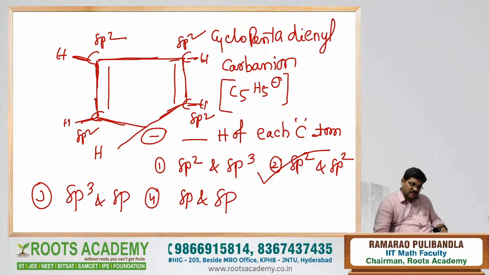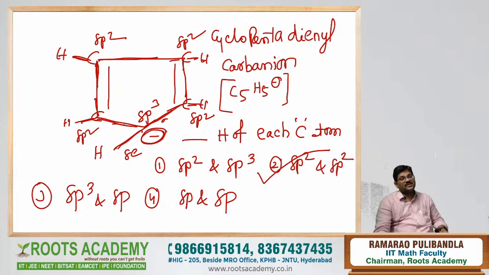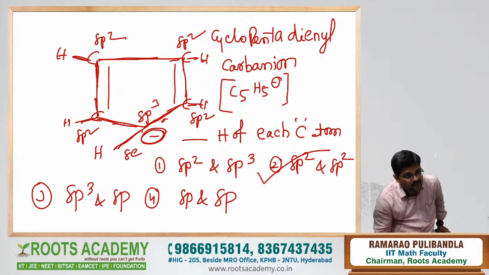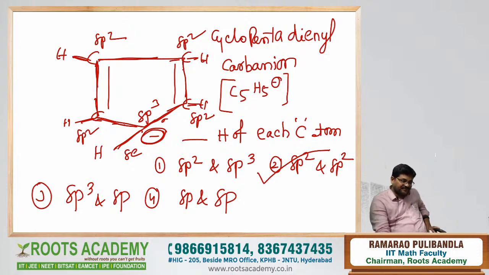Now see here. Here is a sigma bond. Negative charge means 2 electrons. 8 electrons are there. The hybridization is sp2. But because of conjugation, the hybridization is again sp2. Where you have a conjugation property, the hybridization is always sp2.